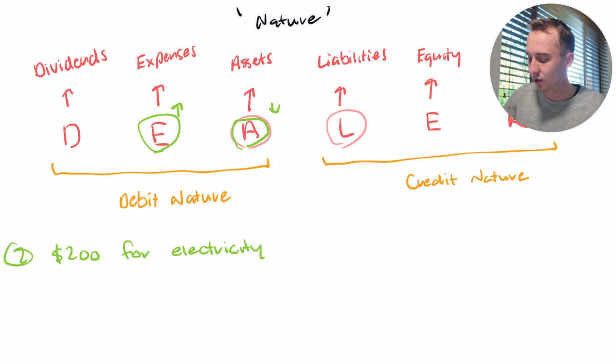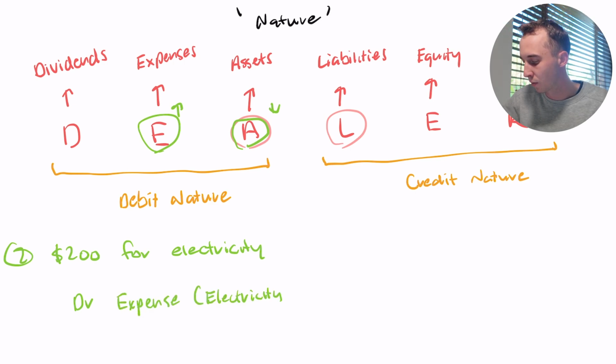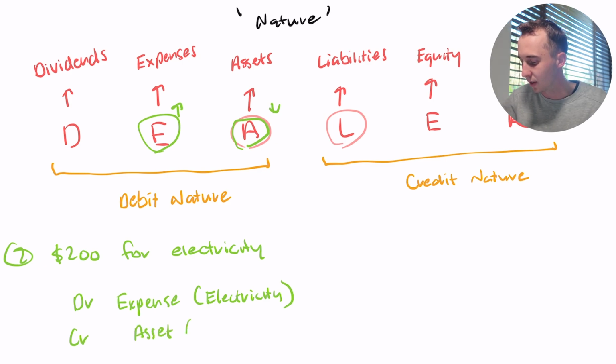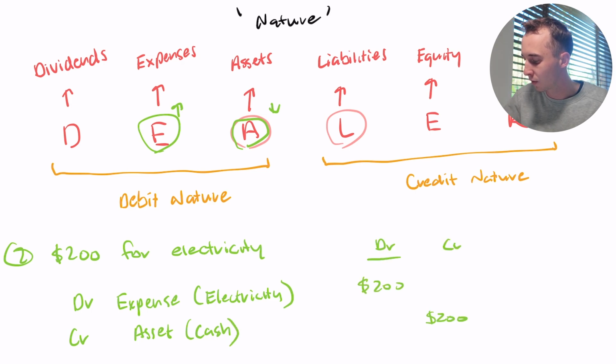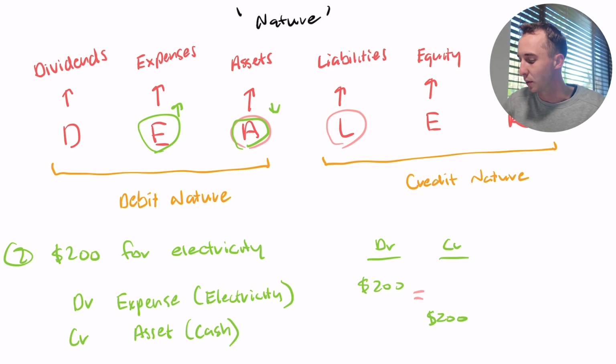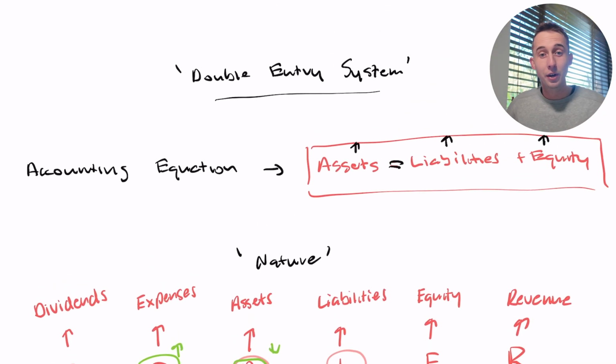So let's draw out the journal entry. So first we want to debit expense, being the electricity expense. And we want to credit our asset, being the cash to pay for the electricity. And again, in this example, we can see that the double entry rule is holding true, where we have our debits equaling our credits. So to summarize, every transaction is a flow of economic benefit.